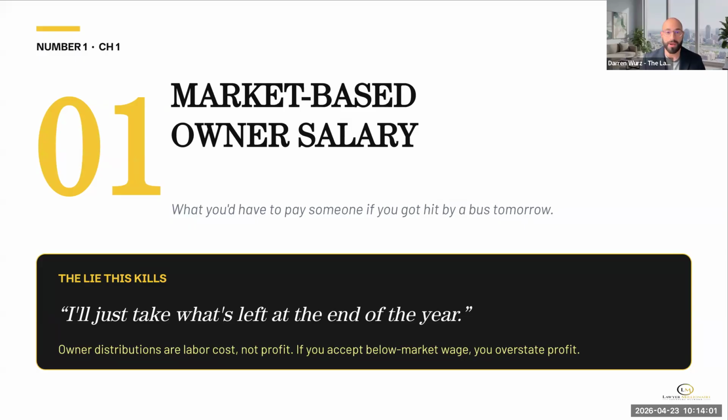Let's say you got hit by a bus. That's the bus test. What would you have to pay your replacement? So there's some research that you may want to do to figure out what's reasonable compensation. And if you're an S corp running the S corp strategy, this is important. Of course, Charles, do you want to break down the S corporation strategy real quick for anyone who is not familiar?